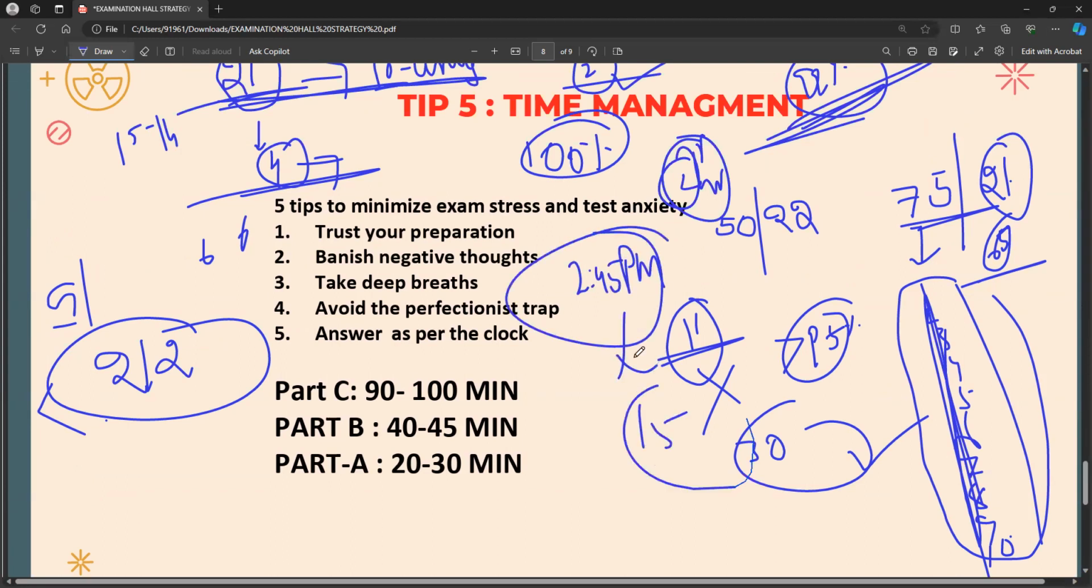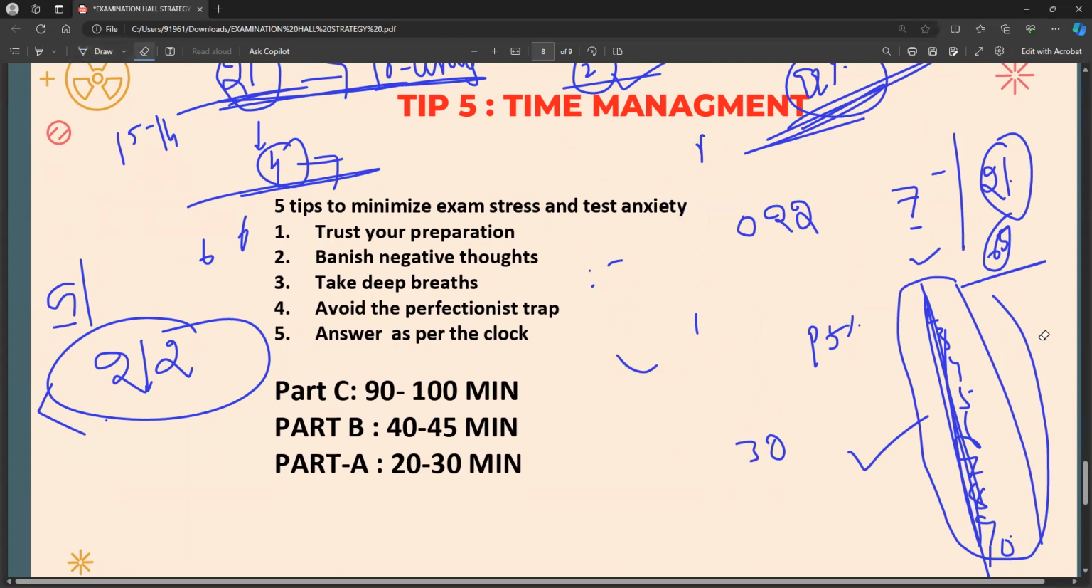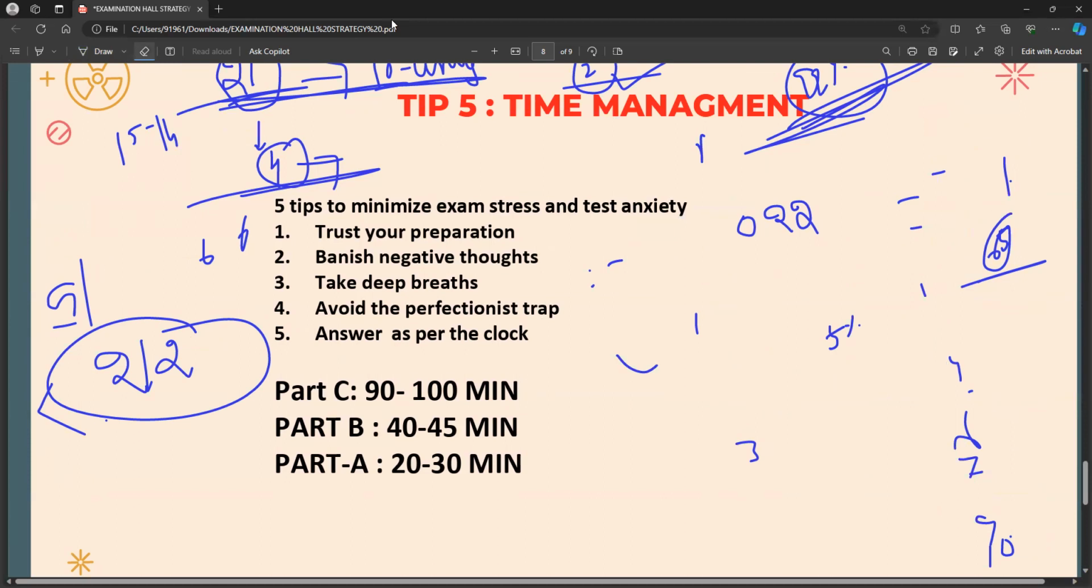Oh, I have only 15 minutes of time for the party. How can I do this? And even though they know the answer, they will make all mistakes. So any topper or anyone who is securing a very good rank, they are actually maintaining the time. It is very crucial here.